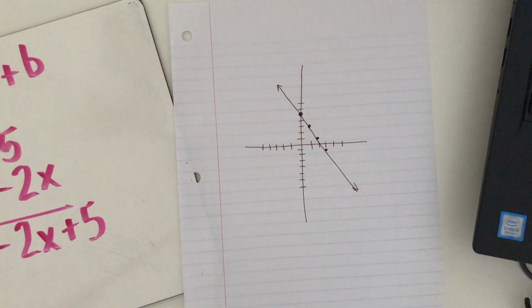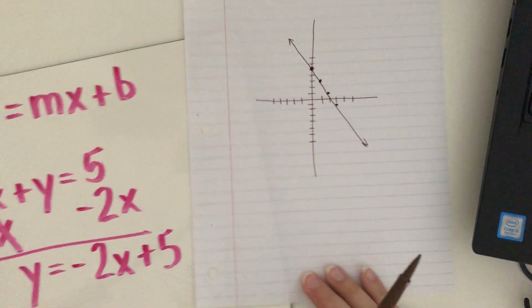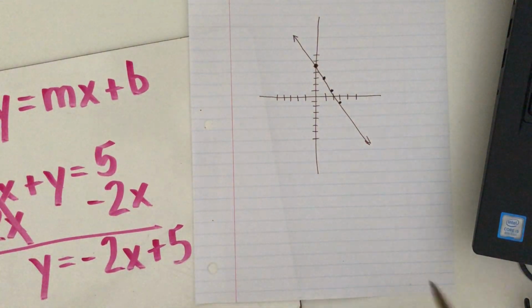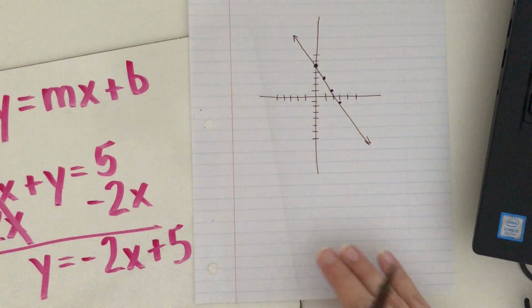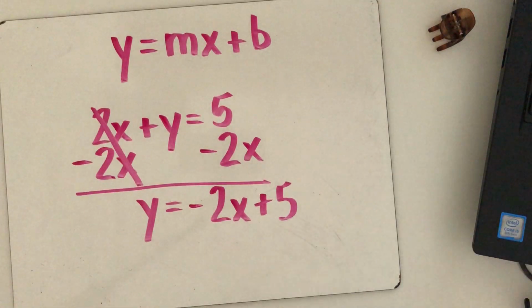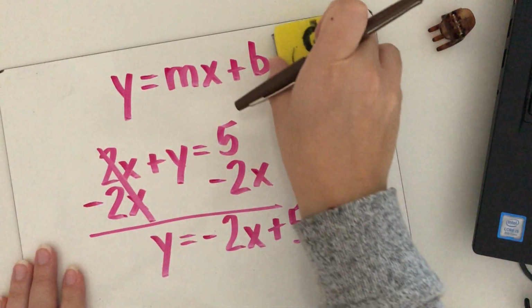So it's really not that difficult for you guys to be able to graph these equations. It's just remembering that your y-intercept comes first, and then from there, you do your rise over run for your slope, okay? So now, we're going to go ahead and move on.